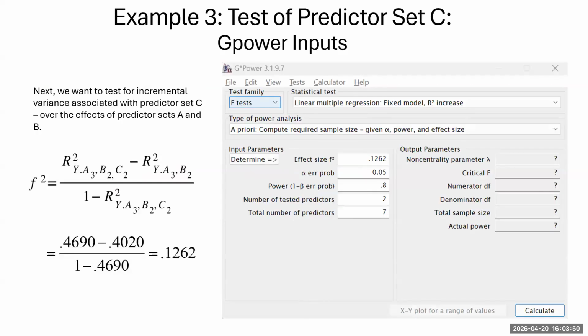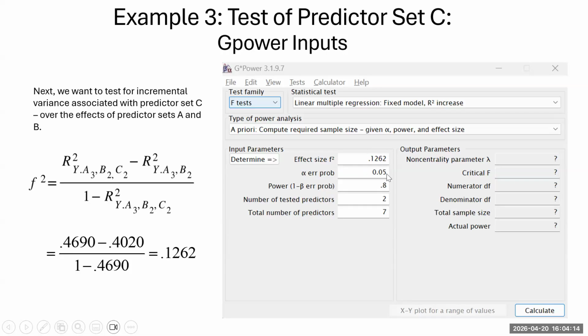Okay, now in our third scenario, we're going to test the significance of predictor set C, which also has 2 predictors. We're going to use the same procedure we used in example 2. We have to change the inputs somewhat. We're going to compute Cohen's f squared as 0.1262. I'll talk a little bit more about that in a second.